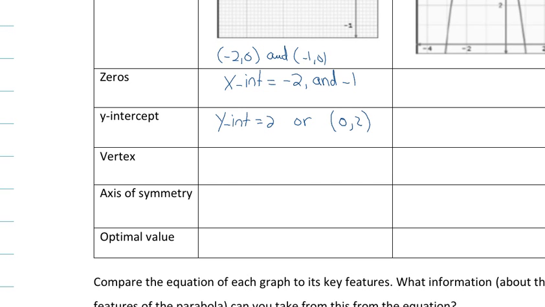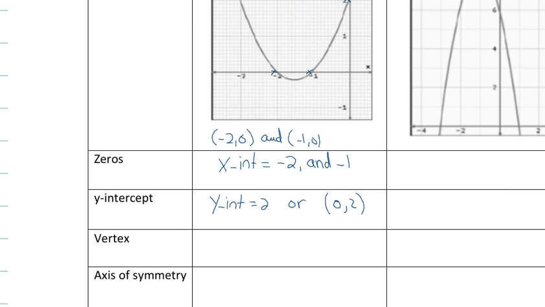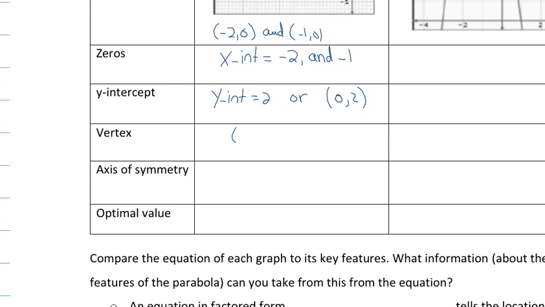Okay, now, what is the vertex? I know it's not very clear, but I feel like it has to be in the middle between the two zeros, right? So it has to be at negative 1.5, because it must be in the middle. And this looks like it's about negative a quarter, because if half is right here, it's at about 0.25. So I'm going to write it as negative 1.5 and negative 0.25.